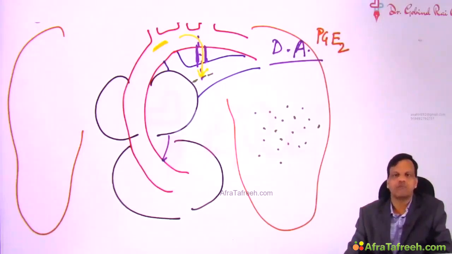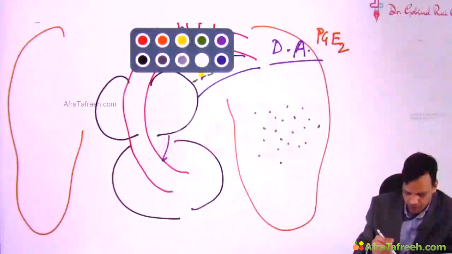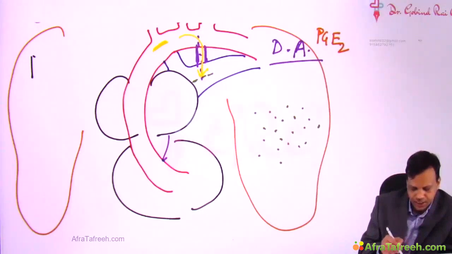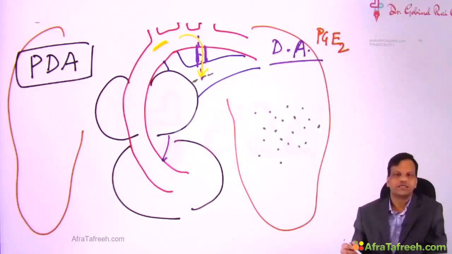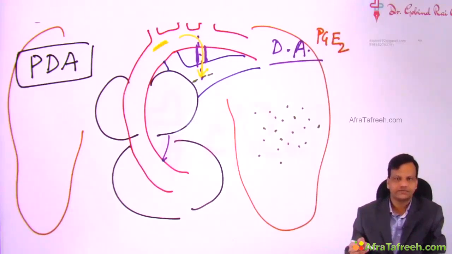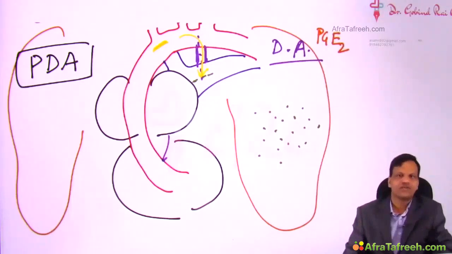Now there are 2 types of problems which can occur. The first problem is that the ductus remains open even after birth. The condition is called patent ductus arteriosus, PDA. The name tells the ductus arteriosus is patent even after birth. In this condition we want to close the ductus, and for closing the ductus we have 2 methods. One, we can open the heart and ligate with a thread. Obviously cardiac surgery is not so simple, so we want to do it by drugs.